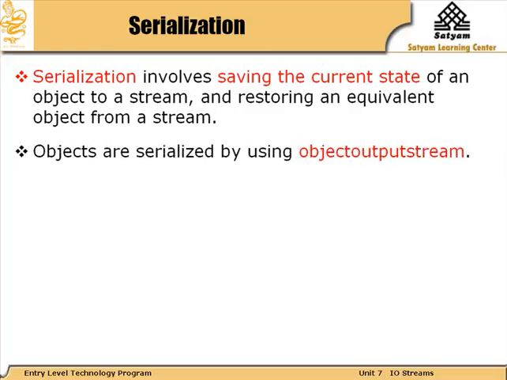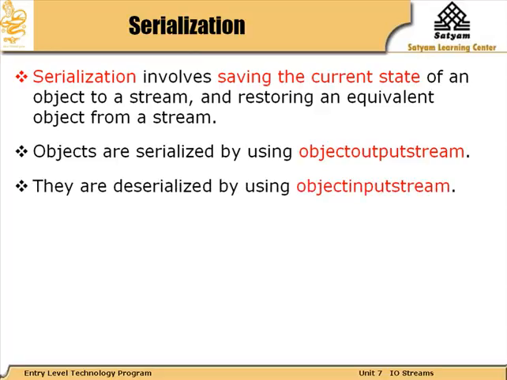Objects are serialized by using object output streams, that is, sending the object to a stream. Objects are deserialized by using object input stream. That is, the objects are brought back into the application by using the object input stream.